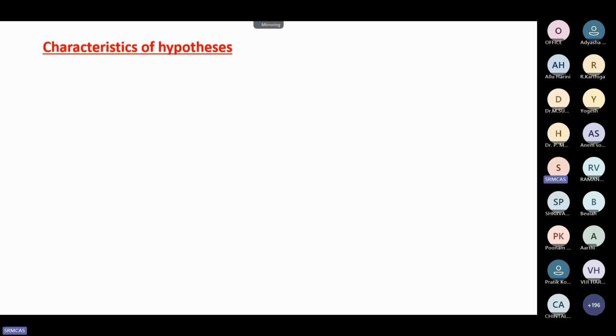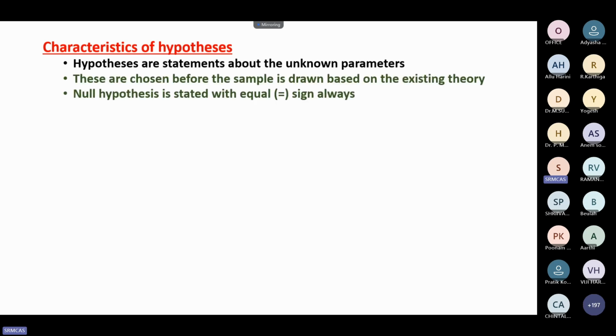So hypotheses should have some characteristics. The hypotheses are statements about unknown parameters. Initially we will not know the value of these parameters, for example the average price or average quantity of the population or samples. The hypotheses are chosen before the sample is drawn, based on the existing theory.